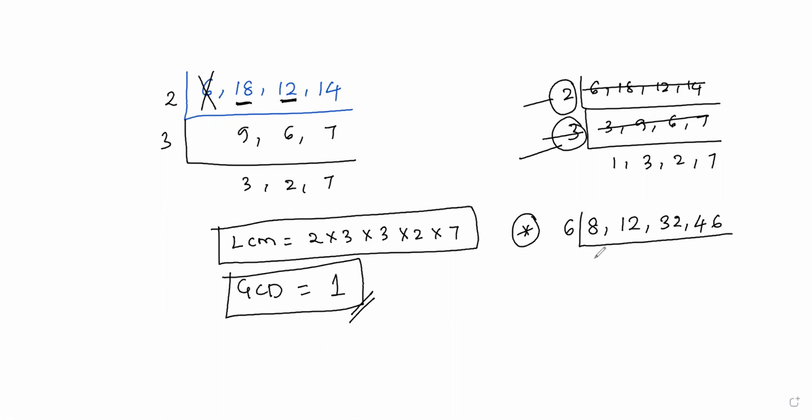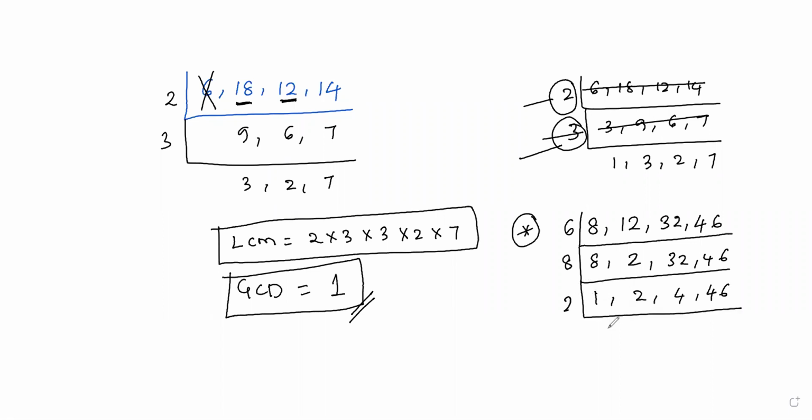So 6, 8, 2, 32, 46. Next, you can take the 8 table: 1 time, 2 times, 4 times, 46 remains the same. Next, the 2 table: 1 time, 2 times, 23 times. So 1, 1, 2, 3 are not divisible by any divisor except 1.